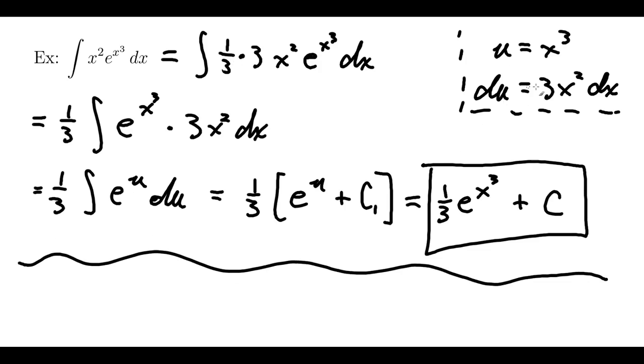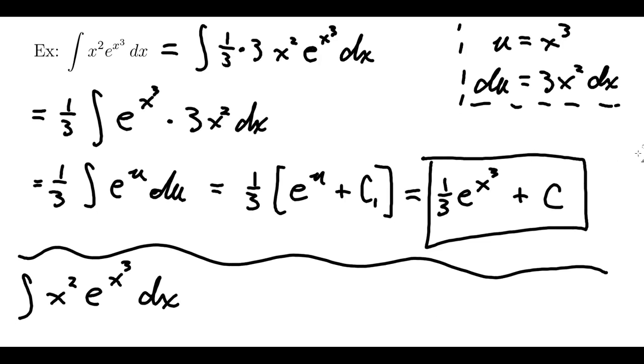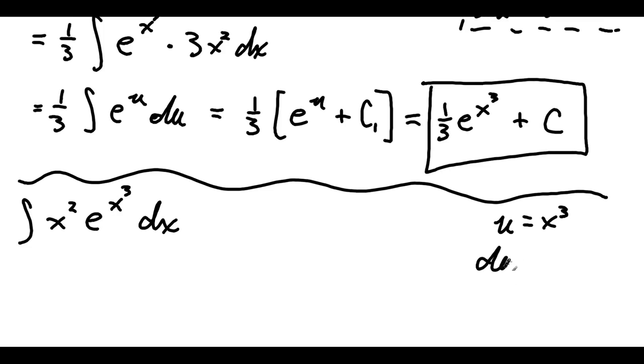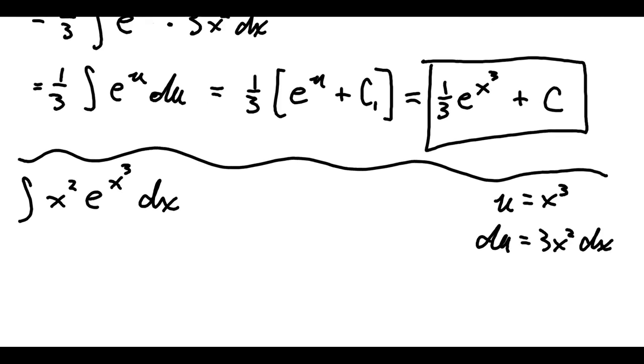Now that was one way of handling the bookkeeping. Like I said, there are others. Let's put this over here. So let's come back to this. We have the integral of x squared e to the x cubed dx. We still want to do the same substitution where we let u equal x cubed. And then the differential du is equal to 3x squared dx. So that all starts off the same.